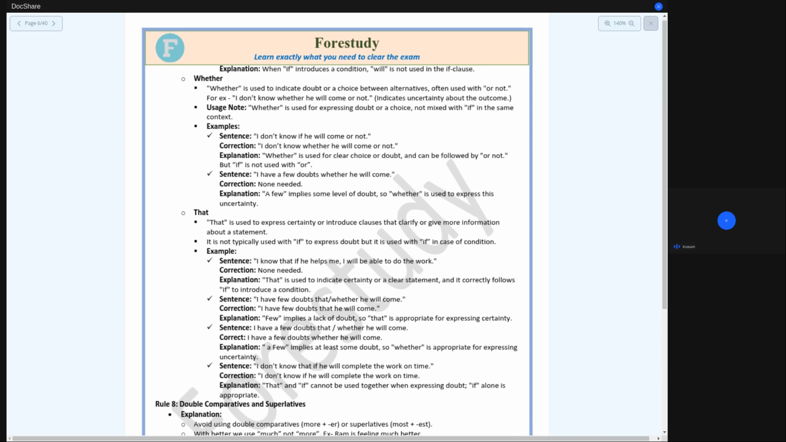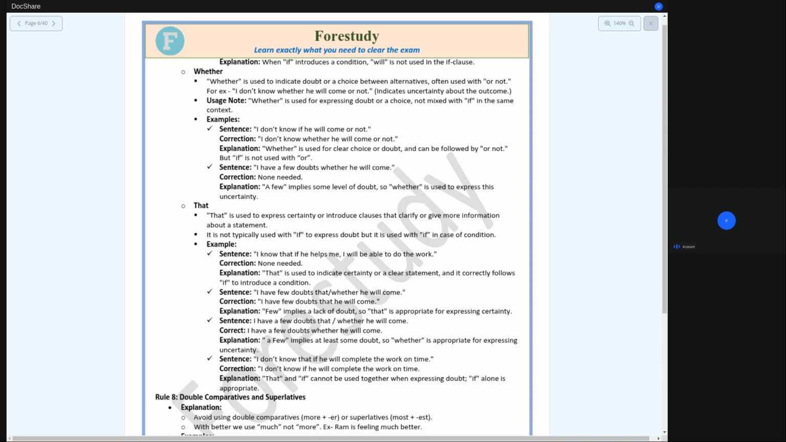Next comes whether. Whether is used to express doubt or to introduce a choice between alternatives. So it is either a doubt or a choice between alternatives. It is often, but not always, paired with "or not." You can see here, whether is preferred over if when you are presenting explicit alternatives or a clear choice, especially with "or not." For example, I don't know whether he will come or not.